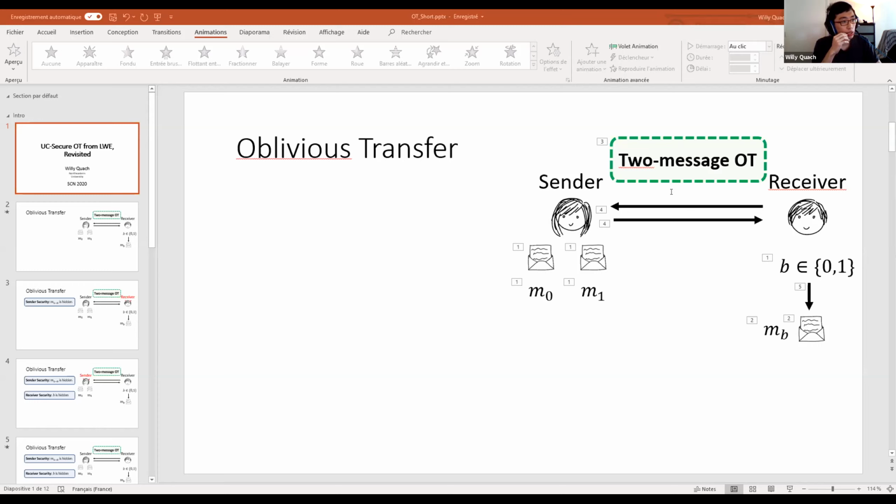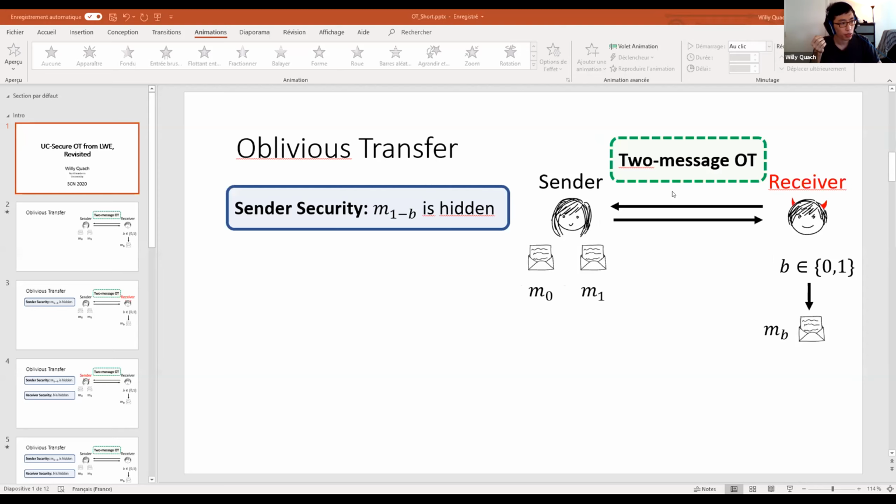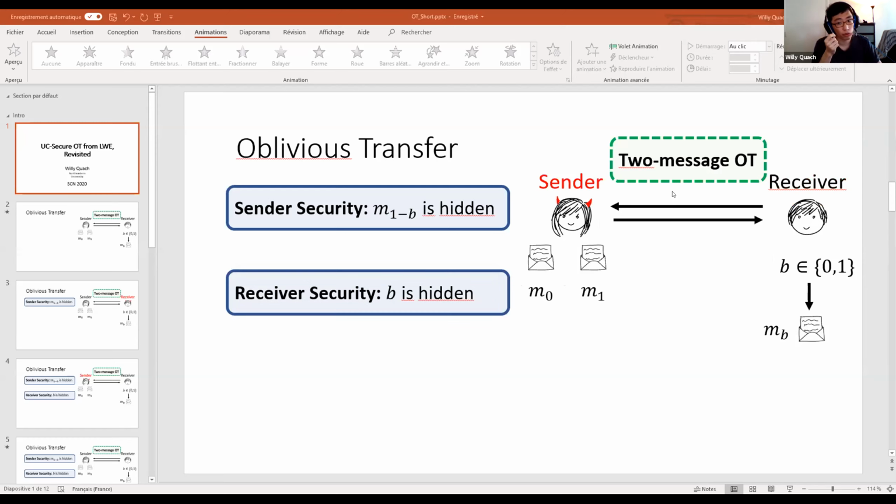So what we would like at the end is the receiver to derive the message MB, but we would also want some notion of security. In particular, if an honest sender is interacting with a corrupted receiver, then the corrupted receiver shouldn't learn any information about the other message, M1 minus B. And if an honest receiver is interacting with a corrupted sender, then the corrupted sender should not learn any information about the choice bit of the receiver.